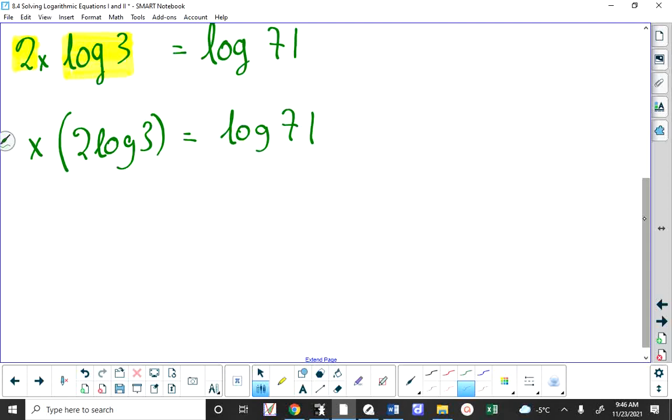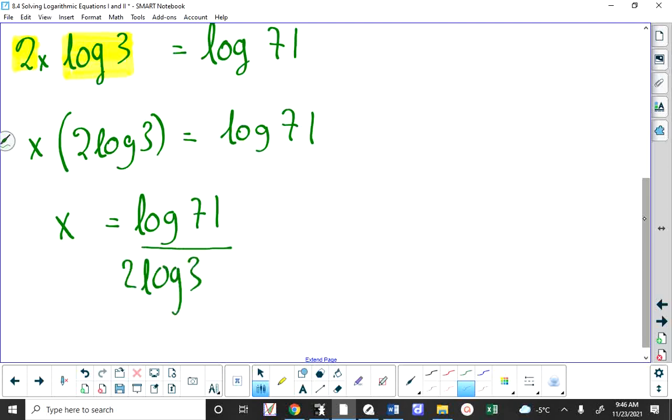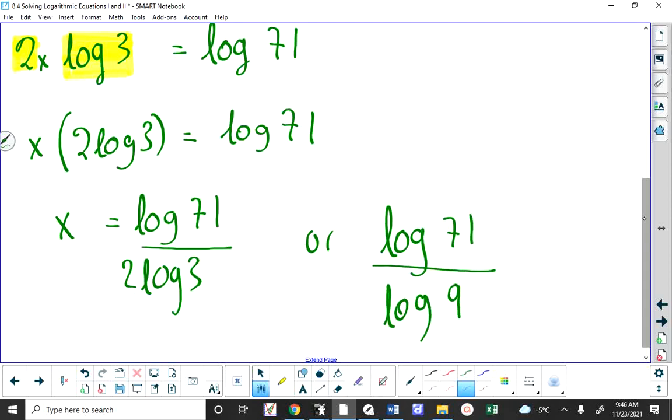So x is going to be equal to log of 71 over 2 log 3, or log of 71 over log 9. Because that 2 log 3, I can bring the 2 up top and have it written as log of 3 squared. And you know, some of you might appreciate this.